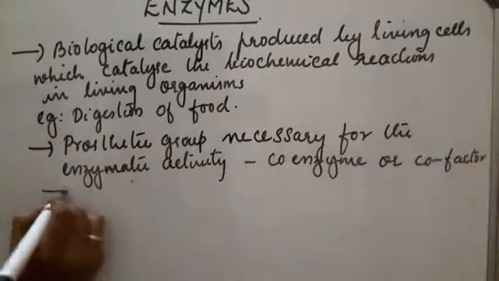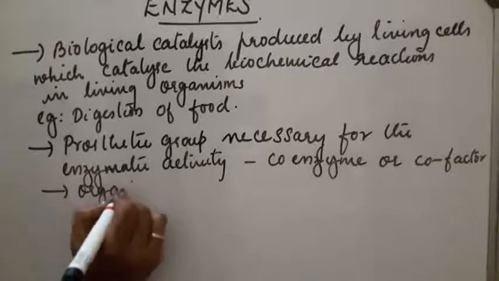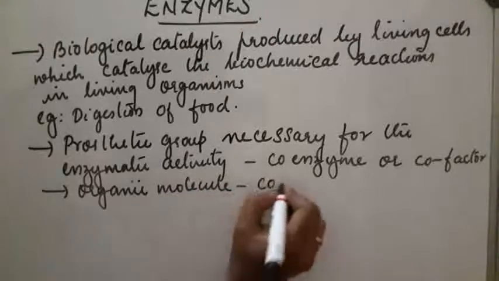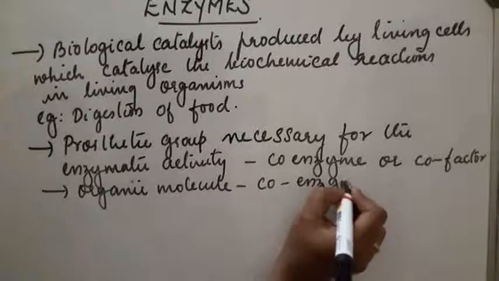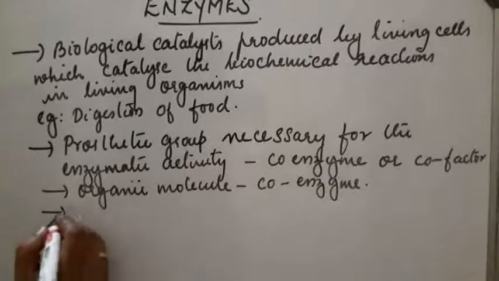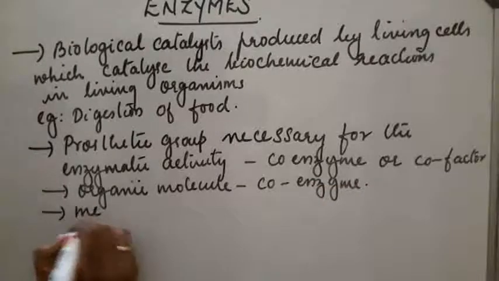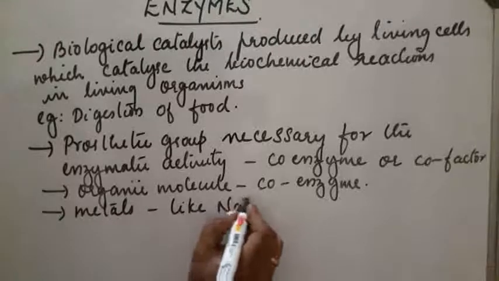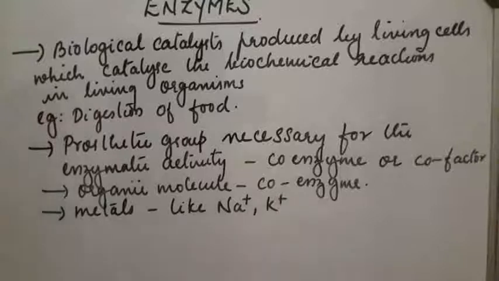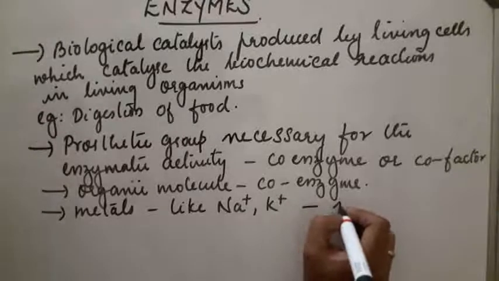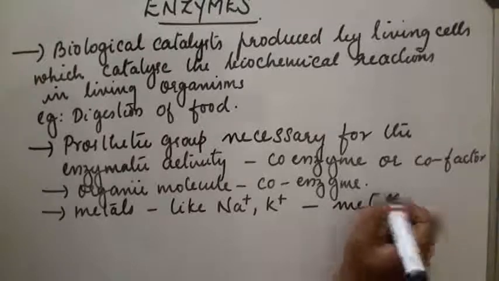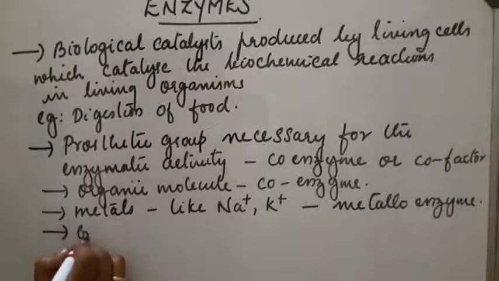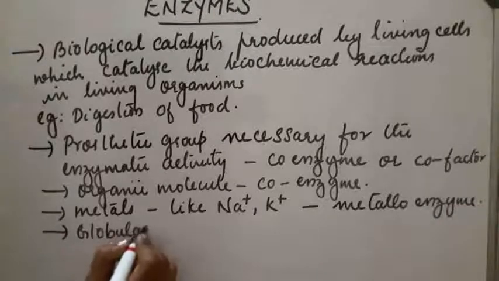If the cofactor is an organic molecule, they are called as coenzyme. And if the cofactor is metals like Na plus, K plus, potassium, sodium, etc., they are called as metallo enzymes. And enzymes are globular proteins.